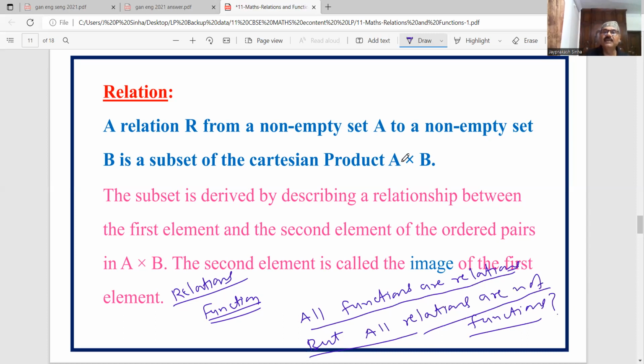So today we'll stop here and we'll meet in the next class, and one by one we'll do all the parts of function, then limits, then continuity, then differentiation, integration, everything we are going to do one by one.